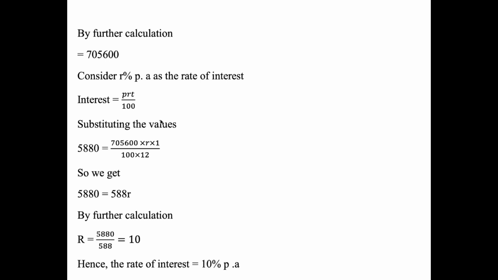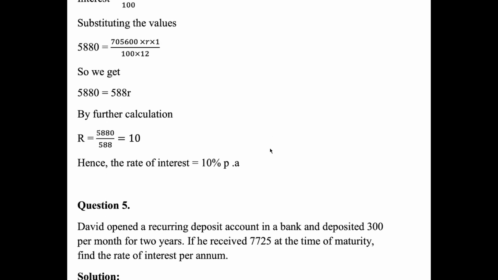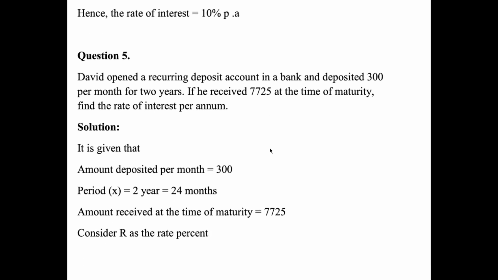After that you put this formula PRT by 100. This is the formula for the simple interest. That 5880 will be equal to this much. Okay, and you are getting by simplification method R is equal to 10. So rate of interest here will be the 10%. Come to the next question.